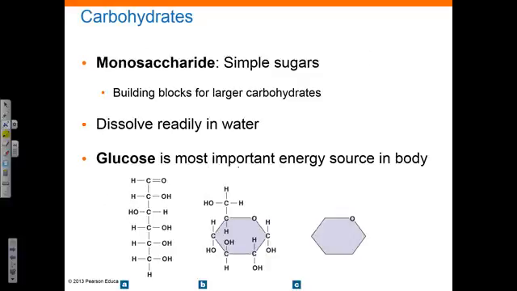Monosaccharides are known as simple sugars and serve as the building blocks for larger carbohydrates. Monosaccharides are water-soluble. They will readily dissolve in water. Glucose, the most important energy source in the body, is an example of a monosaccharide. The chemical structures of glucose are represented below. Glucose can have a straight chain form or a ring form. For those of you with a background in biochemistry or organic chemistry, you may recognize the shorthand form of the simple sugar seen here.